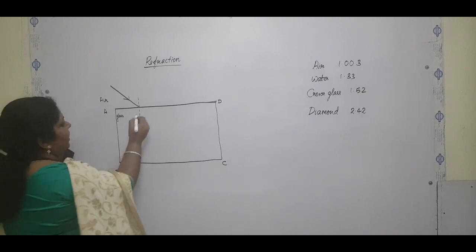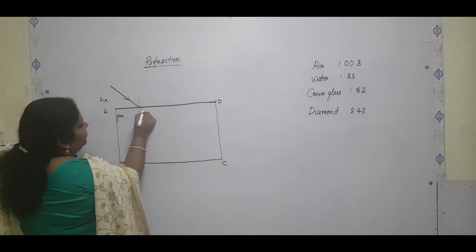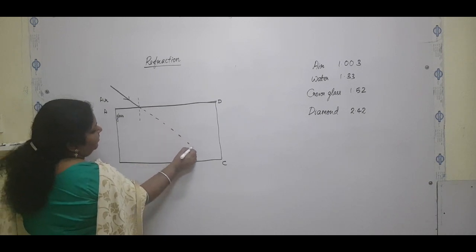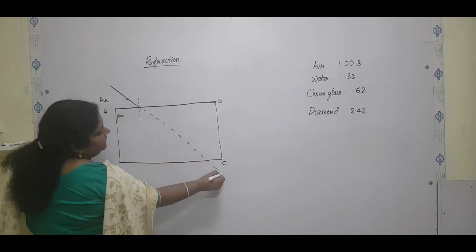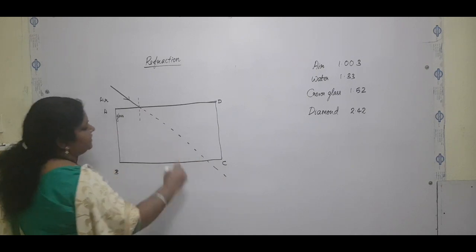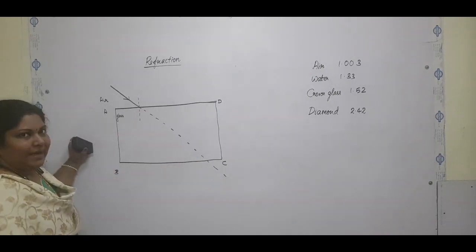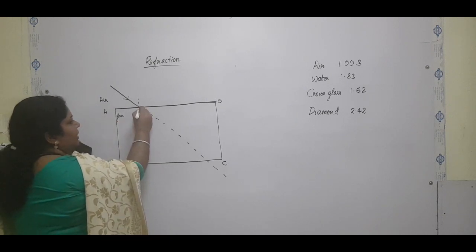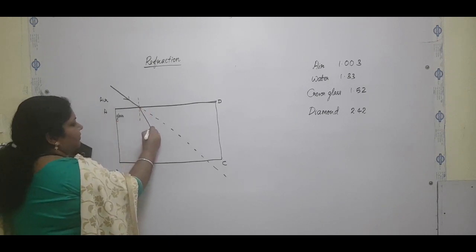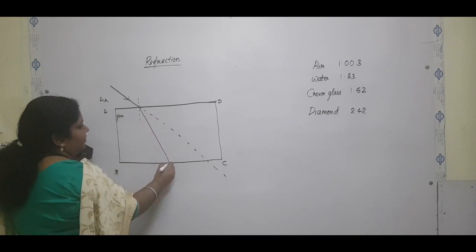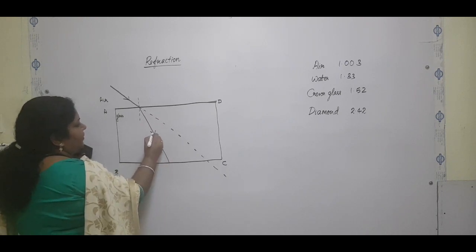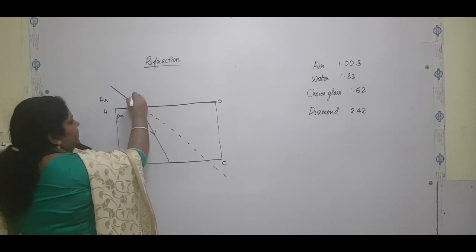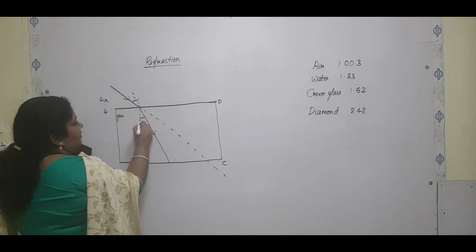Now the actual path should be like this. If the glass slab is not there, it should pass like this. But here what will happen is that as it is passing from rarer to denser medium, it will bend towards the normal. This is the angle of incidence. This is the angle of refraction.